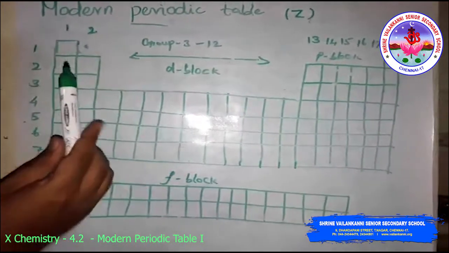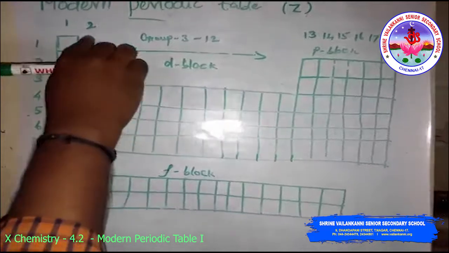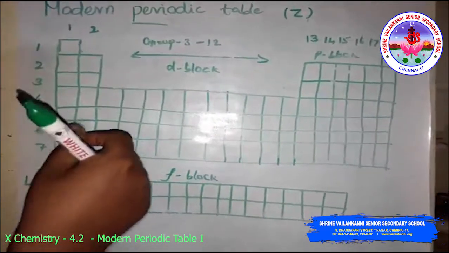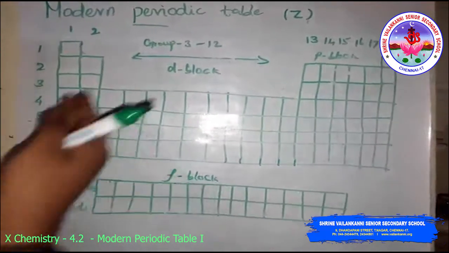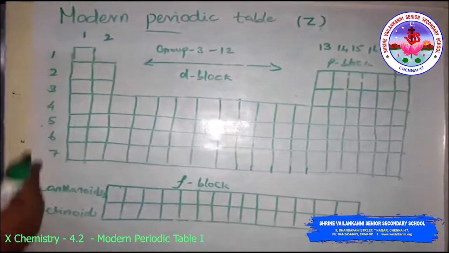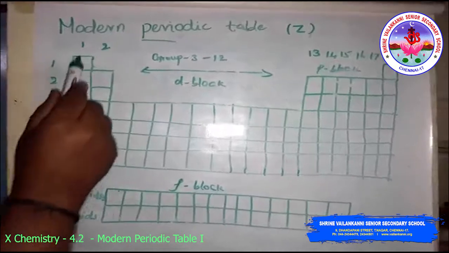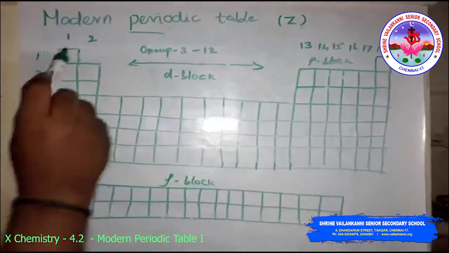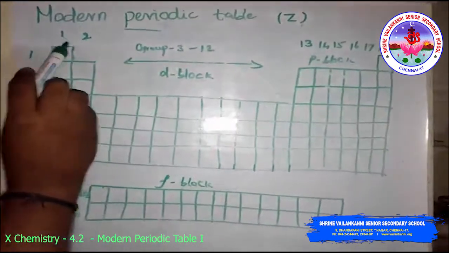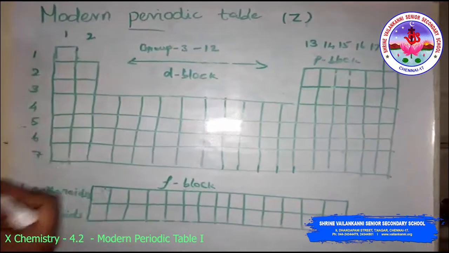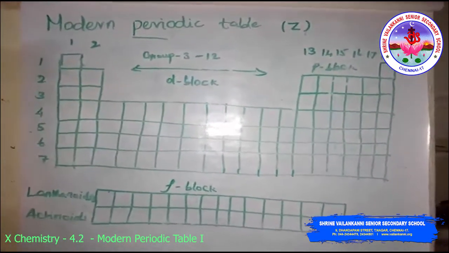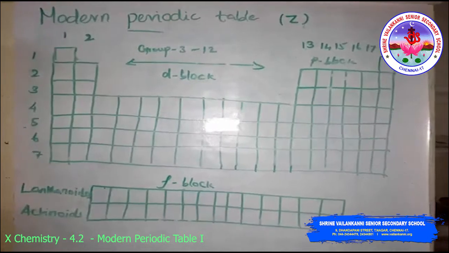In the Mendeleev periodic table, there was group 1A, group 2A like this, group 1B, group 2B like this. But in the modern periodic table, the horizontal rows are called periods, and the vertical columns are called groups. So 18 groups are there and 7 periods are here. This is the modern periodic table.